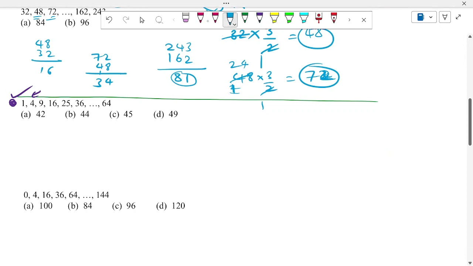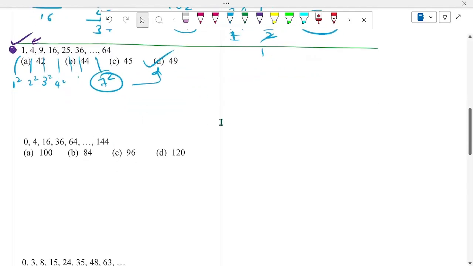You can see I have got 1, square of 1, square of 2. It is 3 square, 4 square, 5 square, 6 square. So the answer will be 7 square. So it is equal to 49, option D. Fine. Then next question.